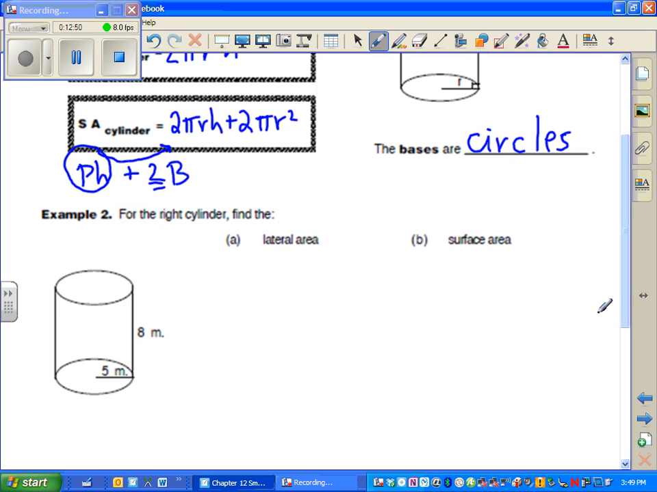So let's see how easy these examples could be. The lateral area of a cylinder is 2 pi rh. So let's go through and plug and chug. 2 times pi. What's your radius? Good, radius is 5. The height is 8. Okay, so go ahead and multiply these out. What do you end up getting? You're left with 80 pi, good. And that is meters squared.